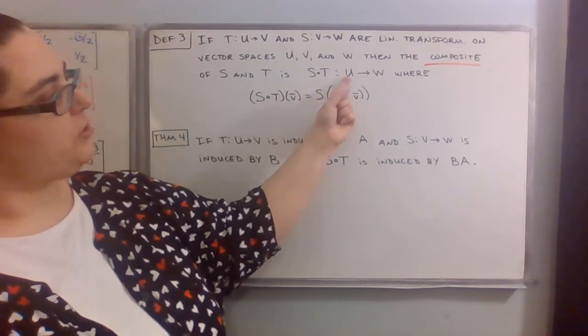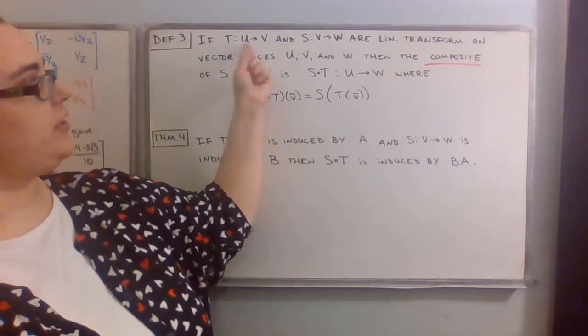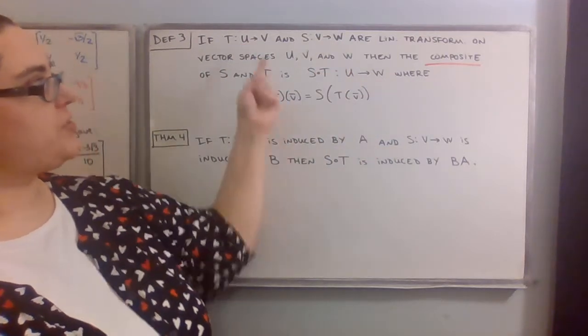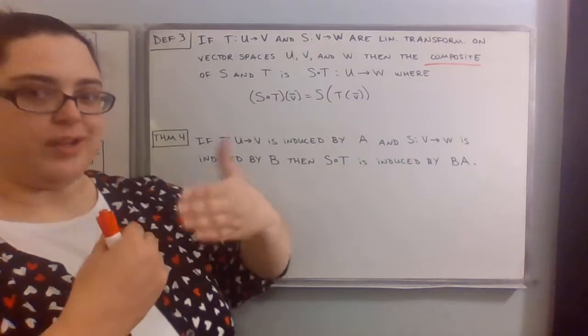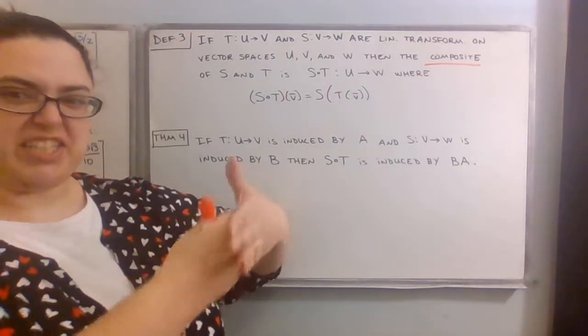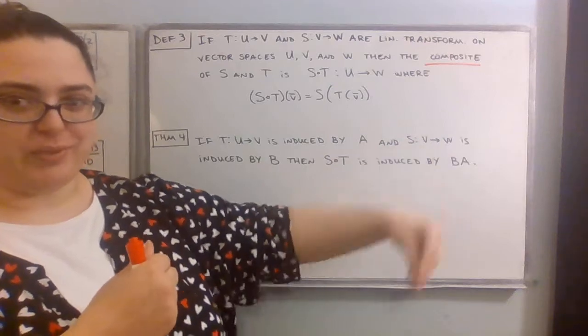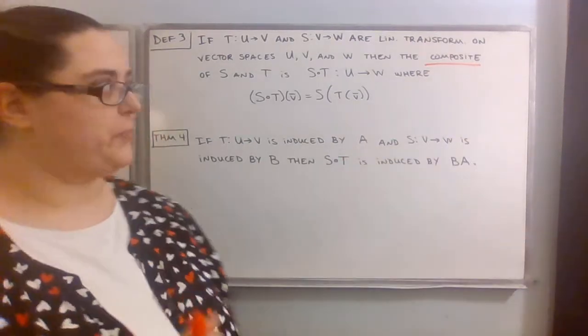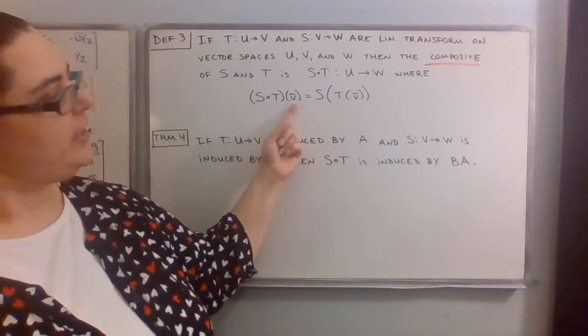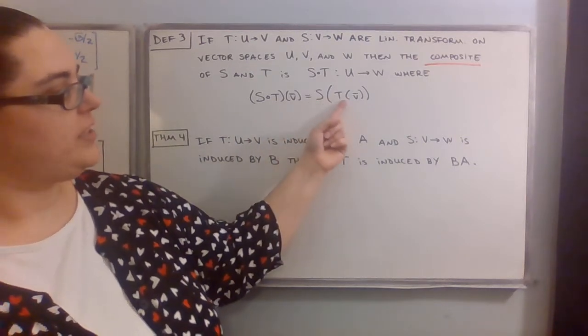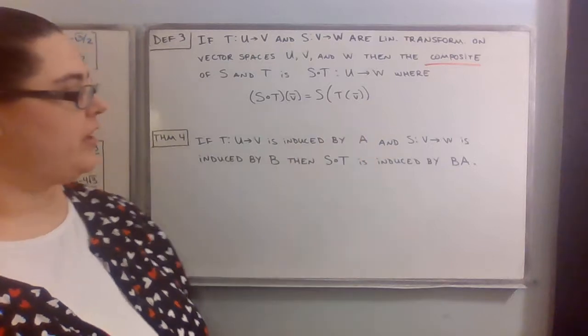It goes from U to W, so where T started and where S ended. That's why T has to go to V and S has to start in V. You take the T train to city V, and then you pick up the S train and you go to city W. Then S composed with T of a vector v is the same as S of T of the vector v.